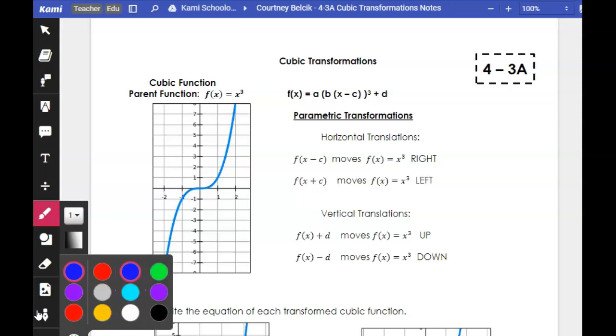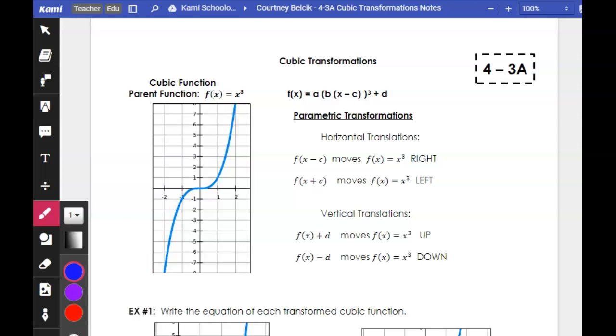Remember that the key points for the cubic parent function are at (-1, -1), (0, 0), (1, 1), and we also have points at (2, 8) and (-2, -8), but we know that's not where these graphs stop. They do continue on and on until infinity in both directions. So we have the parent function right here for you, f(x) = x cubed. And with our transformations, this is the format.